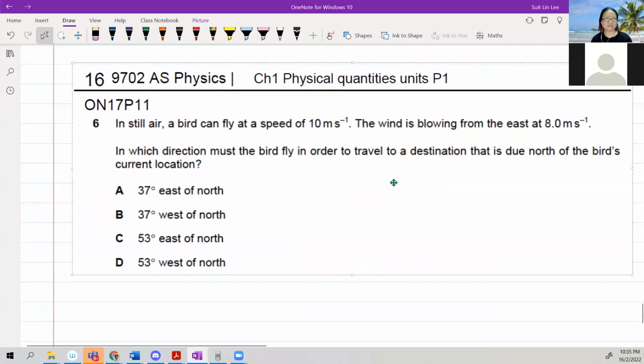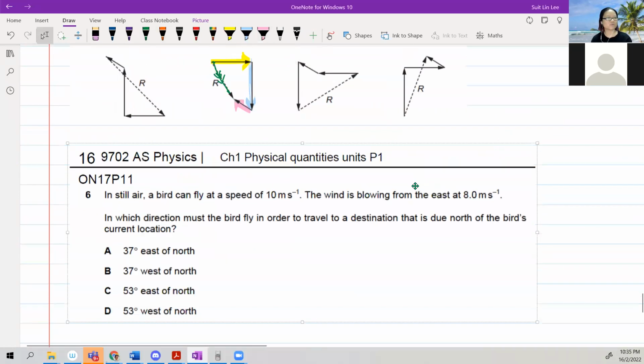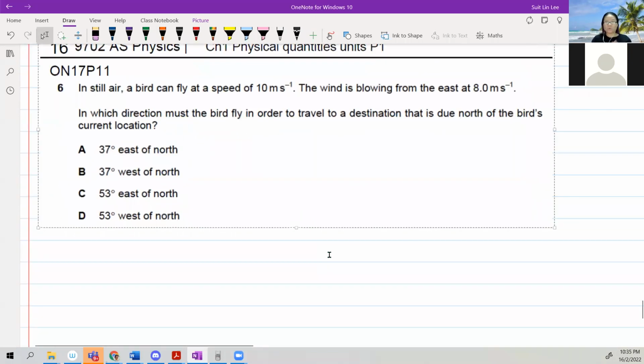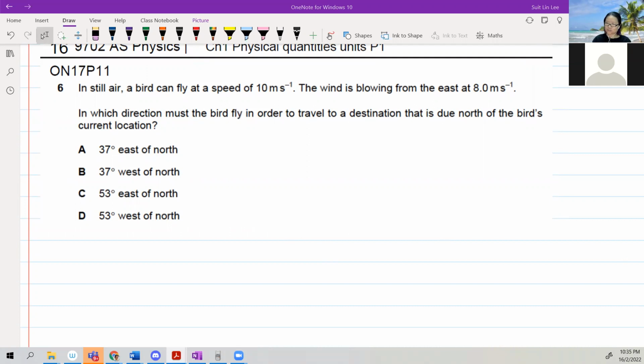Okay, last one for the day, I think. Depends on how long we need to solve this. So this is on page 16. This is what I mean by all word, no drawing. Previously, most of the time they give you a drawing and then we operate from the drawing, right? Now this kind of question, they got no drawing.